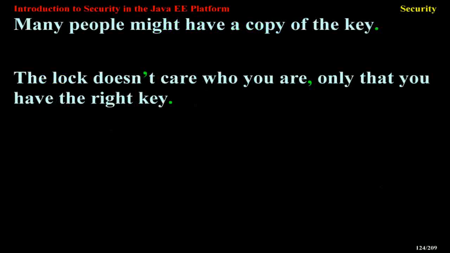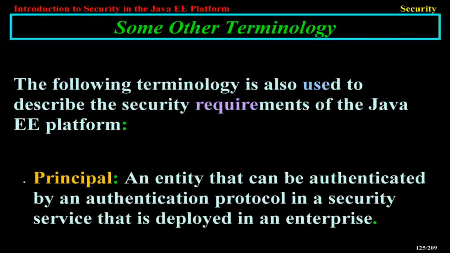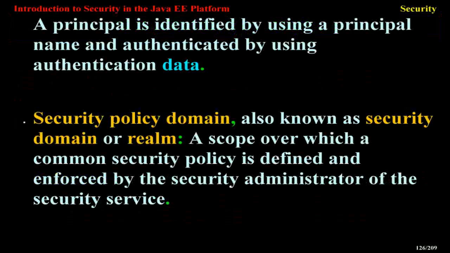Some other terminology. The following terminology is also used to describe the security requirements of the Java EE platform. Principal: an entity that can be authenticated by an authentication protocol in a security service that is deployed in an enterprise. A principal is identified by using a principal name and authenticated by using authentication data. Security policy domain, also known as security domain or realm: a scope over which a common security policy is defined and enforced by the security administrator of the security service.